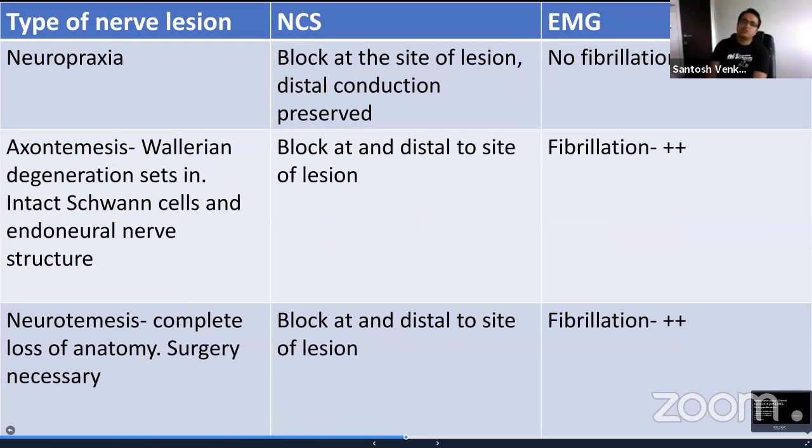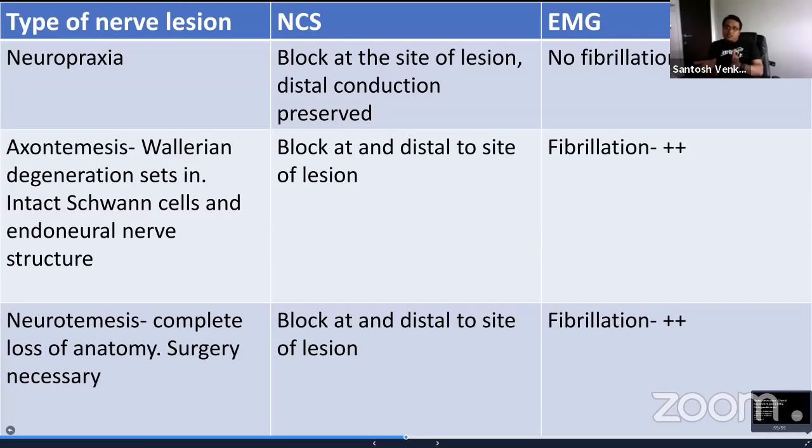So with regards to the differences, what you find depends on the type of lesion. So there can be neuropraxia, axonotmesis, or neurotmesis. If you do nerve conduction studies in a few months after a neuropraxia, you will find that there is block at the conduction site, but the distal conduction is preserved and there is no fibrillation on EMG. If it is axonotmesis and neurotmesis, you will have block both at and distal to the site of the lesion, and there will be muscle fibrillations present on EMG.